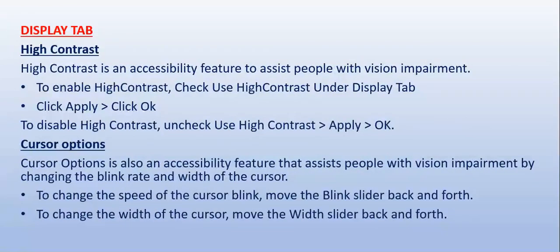The next tab of accessibility option is display tab. When we select display tab, a window with options to configure accessibility option for display is displayed. The first option of display tab is high contrast. High contrast is an accessibility feature to assist people with vision impairment. We can change the size and color of fonts and the background for ease of viewing.